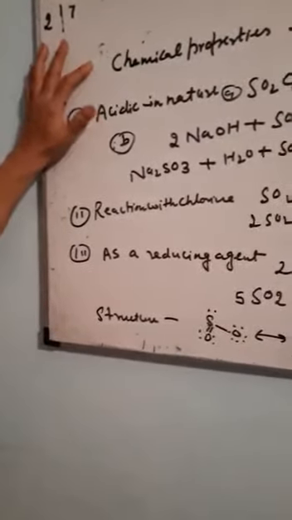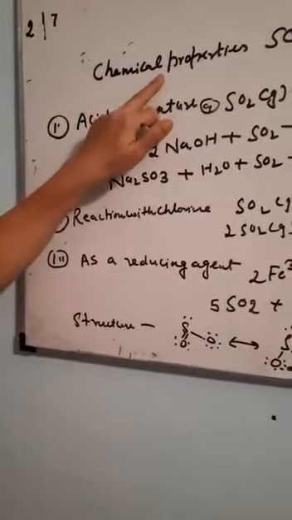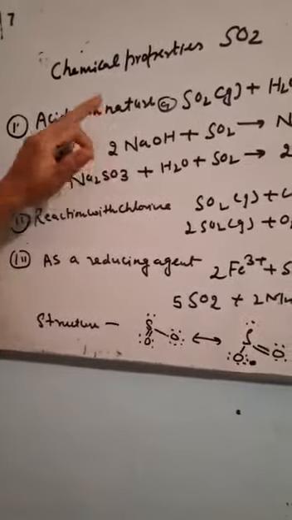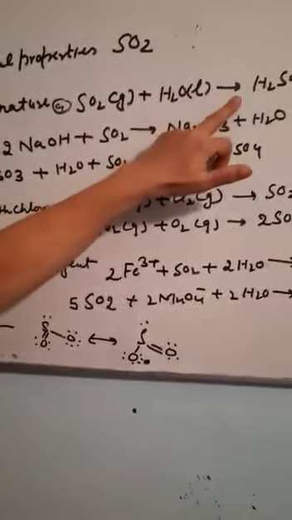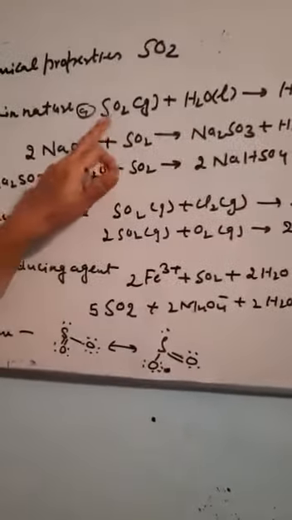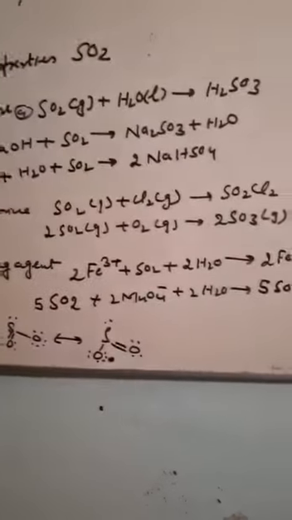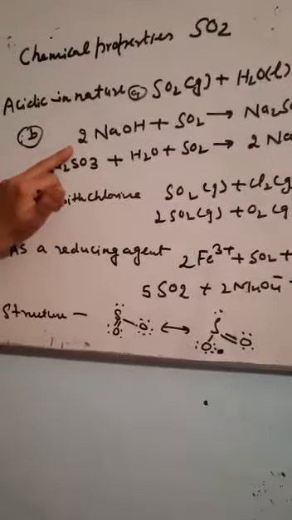Now I will tell you about the chemical properties of sulfur dioxide. It is acidic in nature. It reacts with water to give sulfurous acid, SO2 + H2O → H2SO3. It is acidic in nature, so naturally it will react with base.